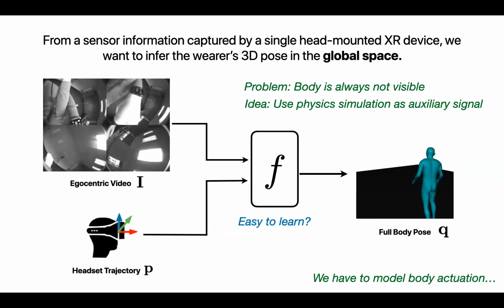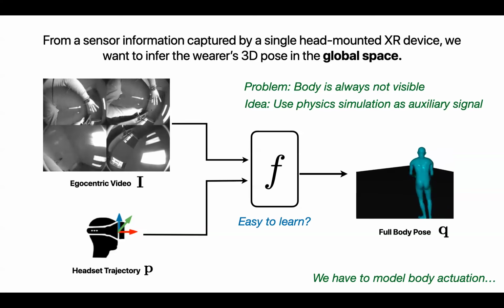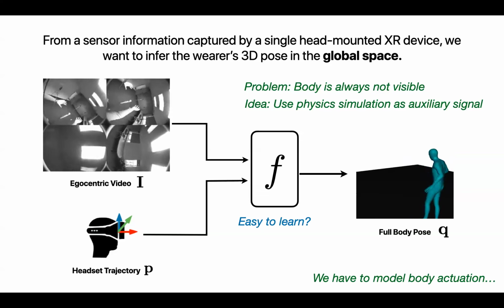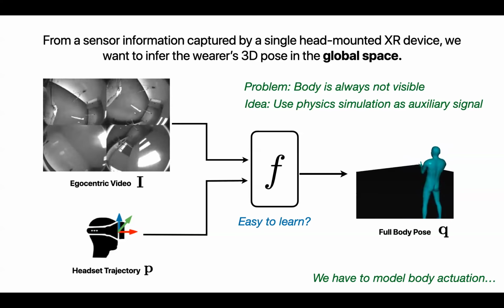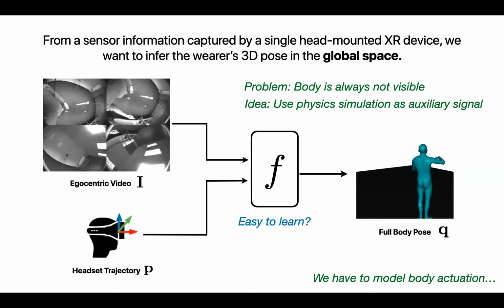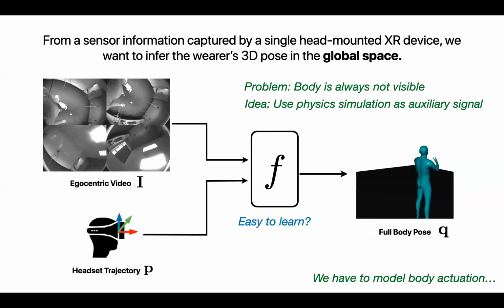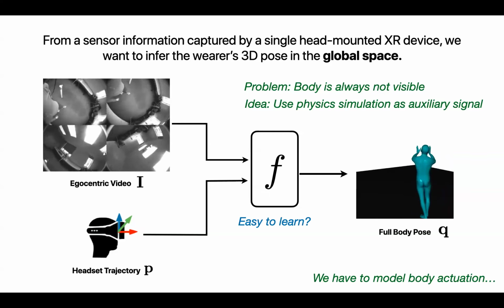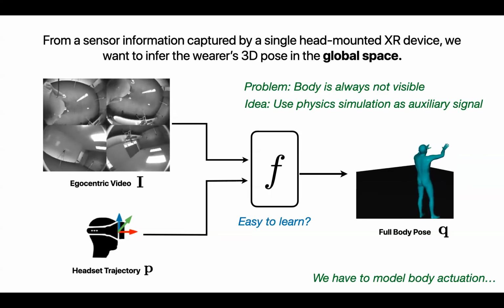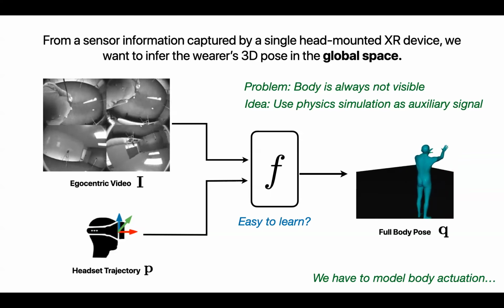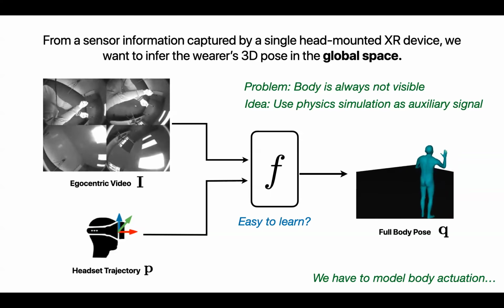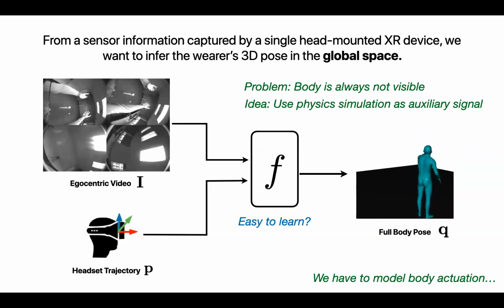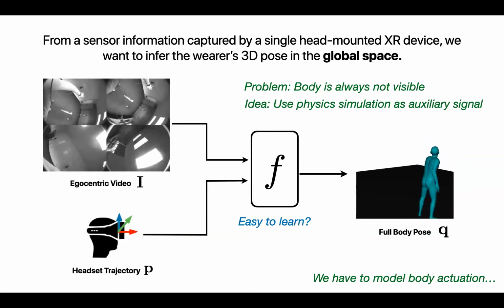Okay, so the idea of using physics simulation seems kind of cool, all right, but when you want to use physics simulation, what you have to do is you have to be able to estimate body actuation. So what I mean by body actuation is it's not enough to know the joint angle of the person. You have to know how much power they're putting into the joint to move their body. Okay. So the problem gets a little bit harder.